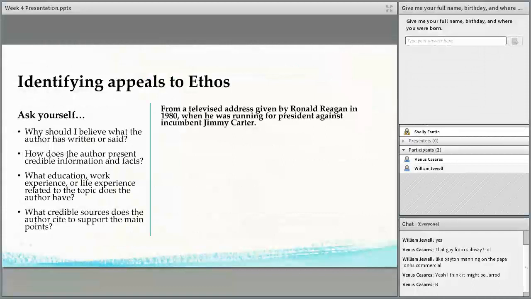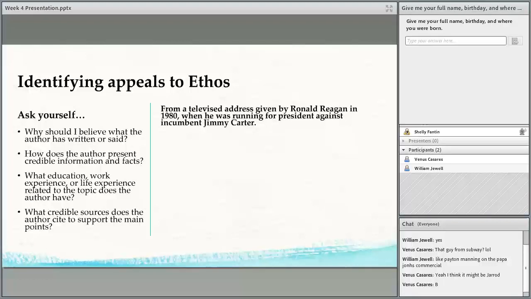So you're going to ask yourself four things. Why should I believe what the author has said or written? How does the author present credible information? What education or experience does this person have on the topic? And what credible sources does the author cite? All right, so let's look.